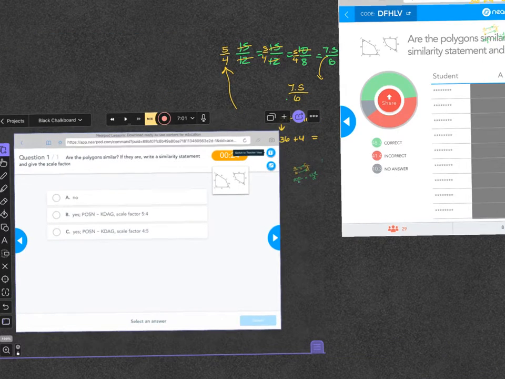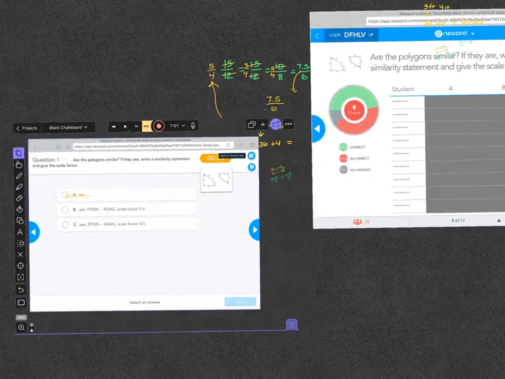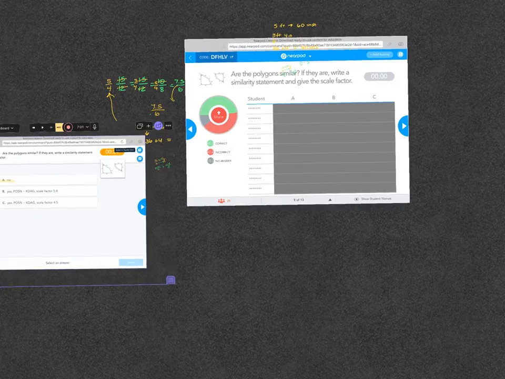Okay, so no is obviously wrong because we know that they're similar. Then it said POSN to KDAG. And then it said scale factor. And one scale factor was 5 to 4, one was 4 to 5. Pay attention to what you're doing. If you're saying POSN, that's the bigger one, right? To KDAG, that's the smaller one. That scale factor would have to be 5 to 4, not 4 to 5. So just make sure you pay attention to the order that they're asking you because that will determine which order you put your side lengths.